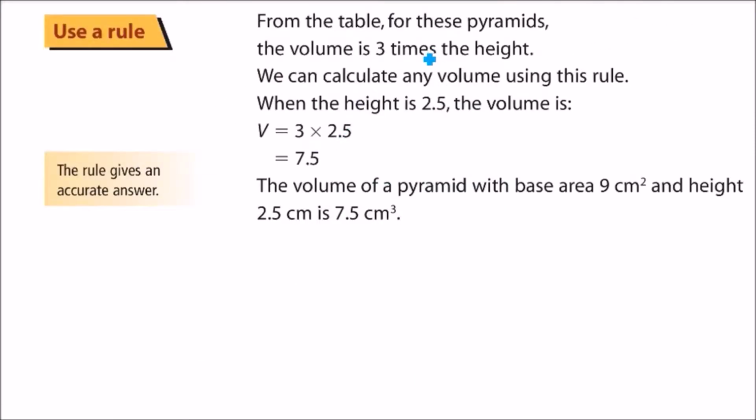And if you see these pyramids, the volume is 3 times the height. Now we can always find the volume. It is all easy to calculate the volume using this rule. The height is 2.5. What is the volume? 3 into 2.5. Say if the height is 3.5, what will be the volume? Just multiply it by 3. You'll get the value. So the volume of pyramid, if you see, the base area is 9 centimeters square, height is 2.5, is simply 7.5. This is computed by the rule or the law we saw, and also by the trend in the graph.